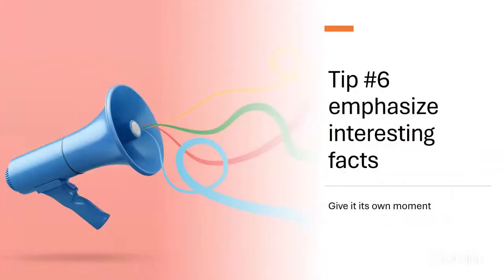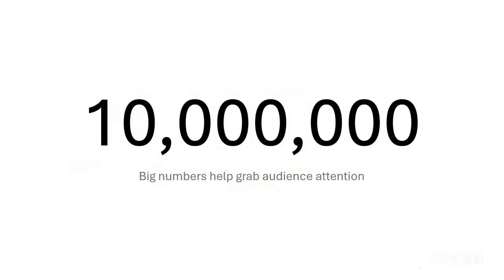Emphasizing. Emphasizing means giving the information that you want to highlight its own moment, in its own slide. Usually this is done with big numbers because big numbers are very eye-catching. They use this in advertisements all the time. You can do that too. You can use numbers to show how common your disease is, to demonstrate the prevalence of the disease that you're presenting.